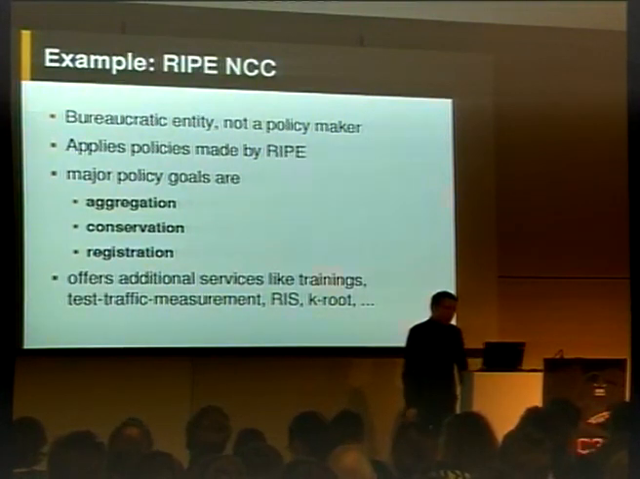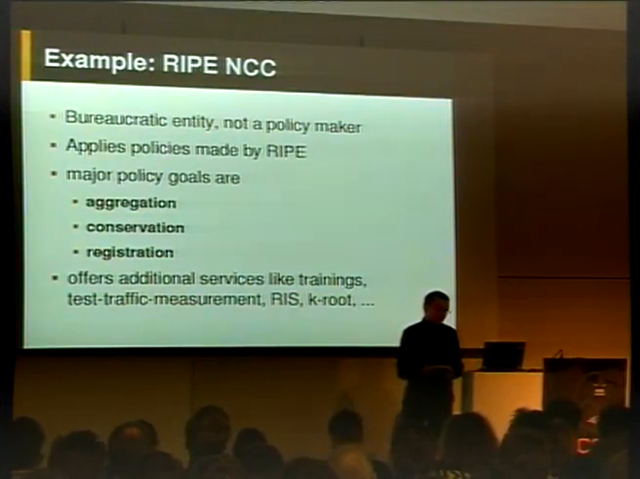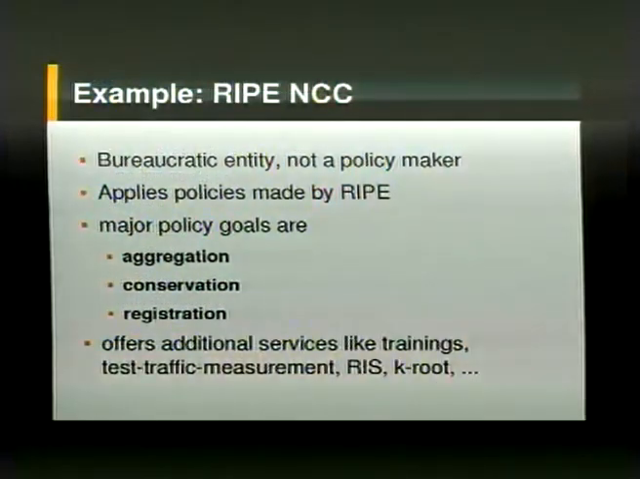As I said, it's about bureaucracy. The RIPE NCC, who is handing out the resources to the members in the RIPE region, who, again, make the policies, is a bureaucratic entity. It's not a policymaker. They just adhere to what the people told them. And they do have three major goals, which are important for the allocation of resources: aggregation, conservation, and registration. These are also the things you will receive as guidelines if you are a member of that regional internet registry and have to hand out resources yourselves.